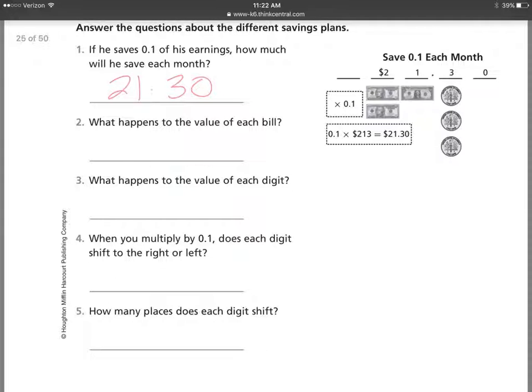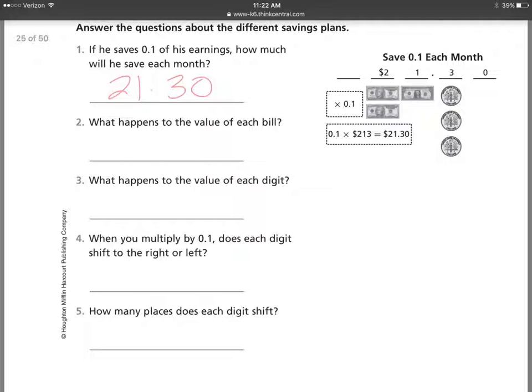Question 2, though, asks, what happens to the value of each bill? If you take a look at where these bills are placed now on this place value chart, you'll see that they all moved over 1 digit to the right. That's because we moved the decimal to the left, which pushes all the numbers to the right. The 2 used to be in the hundreds place. That's how much he makes per week, 200. The 1 was here, and the 3 was here. And there wasn't anything here.